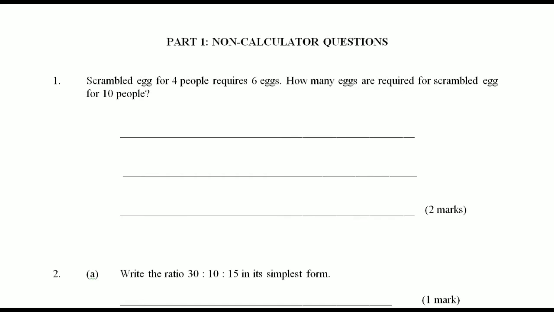So, first question. Question number 1, some people might call it. Scrambled egg for 4 people requires 6 eggs. How many eggs are required for scrambled egg for 10 people? So, it's a proportion question. We're going to take the proportion 4 to 10 and turn it into 10 to something, right?